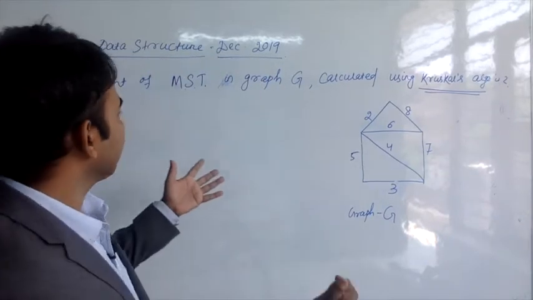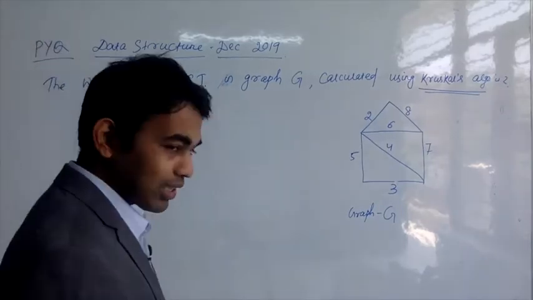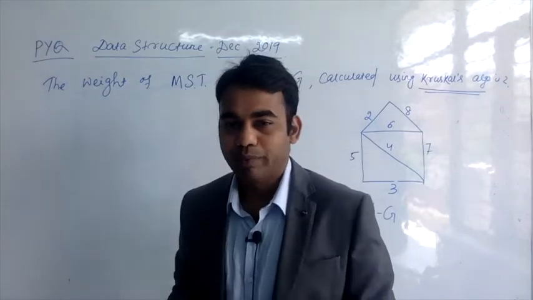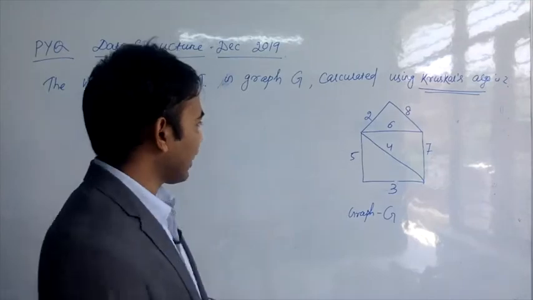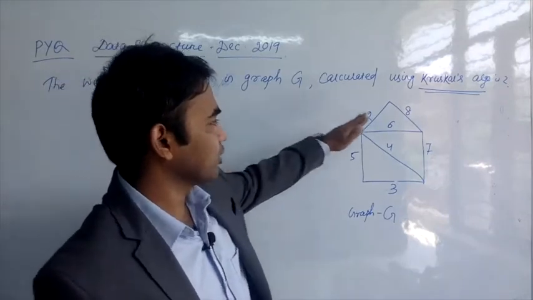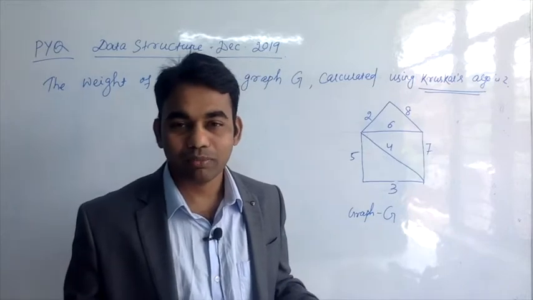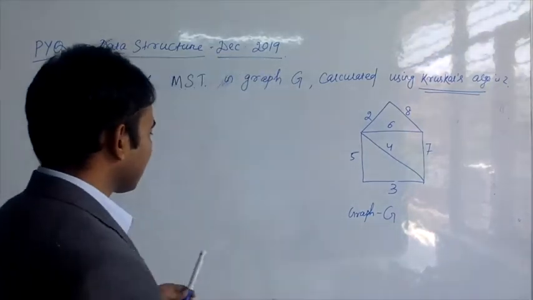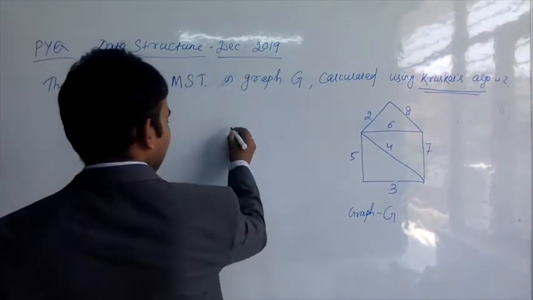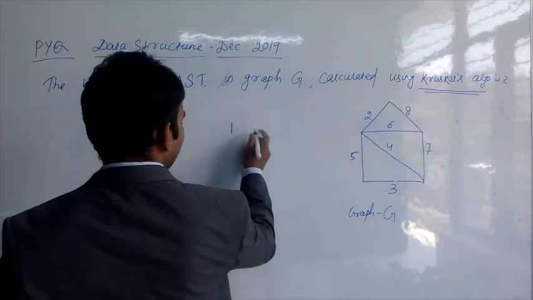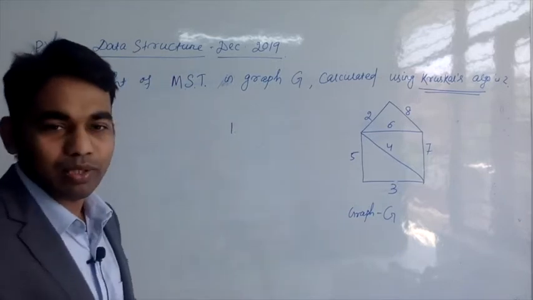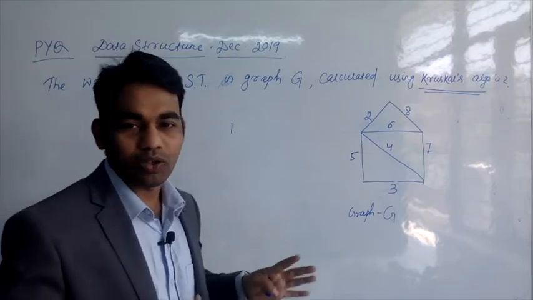So this is the question. Now how can we solve this particular problem? I think it is pretty straightforward. It is asking that we need to use Kruskal's algorithm. Now the question is, what is Kruskal's algorithm? I hope you guys know it, but I will just give a brief idea, not in detail, so that you will be able to catch up on what Kruskal's algorithm is.